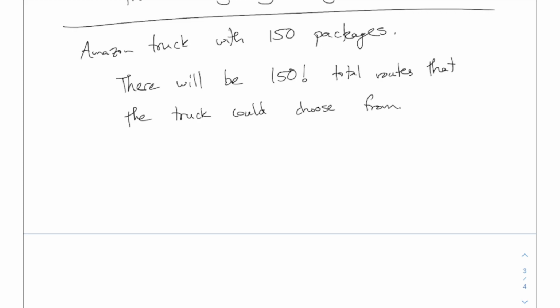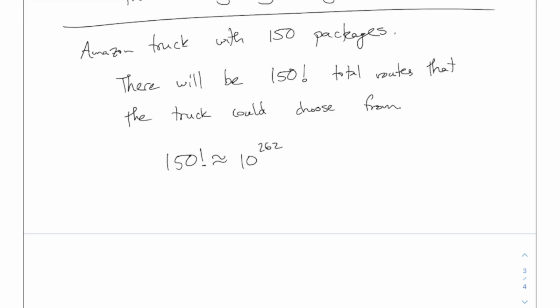How much is 150 factorial? It's 1 times 2 times 3 times 4 times 5 all the way up to 150. I actually typed this into a computer. 150 factorial is approximately 10 to the power 262. This is a number with 262 digits. It's a super big number, right? That's how many different routes the truck could take.